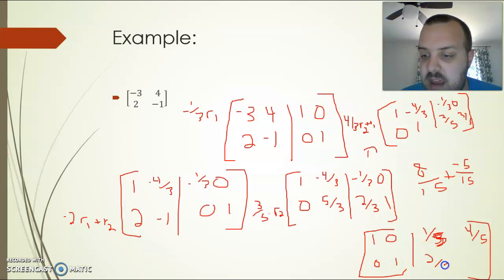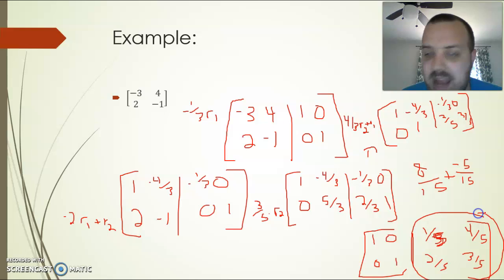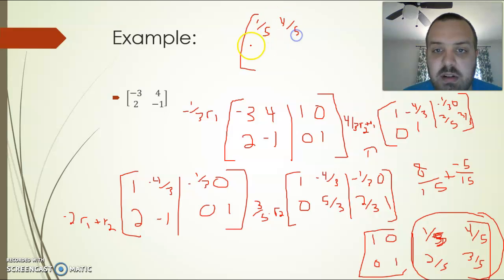Now, when I look at this, what I'm going to find is that this matrix over here, this piece right here, is going to be my inverse matrix. So my inverse matrix for this one right there is 1/5, 4/5, 2/5, and 3/5. And that would be the inverse matrix for this matrix right here.